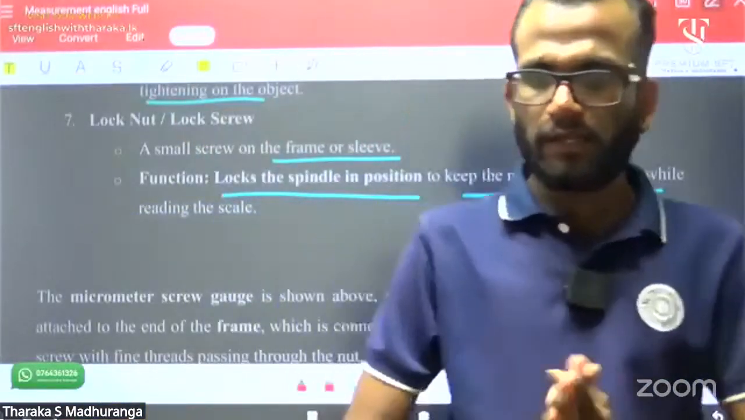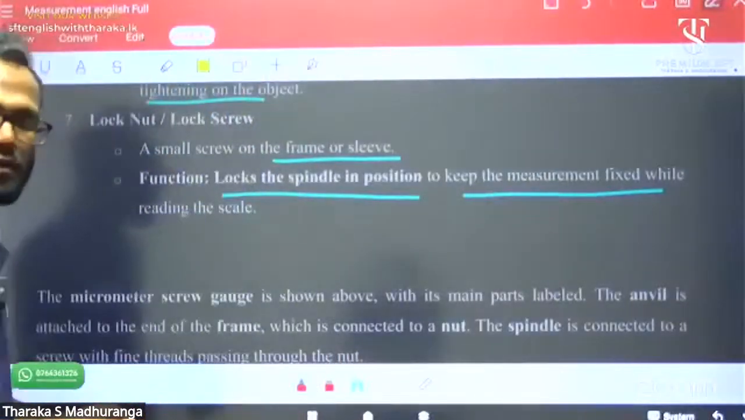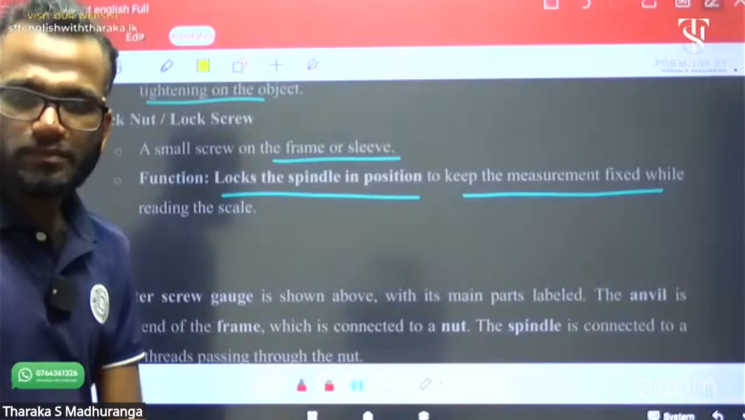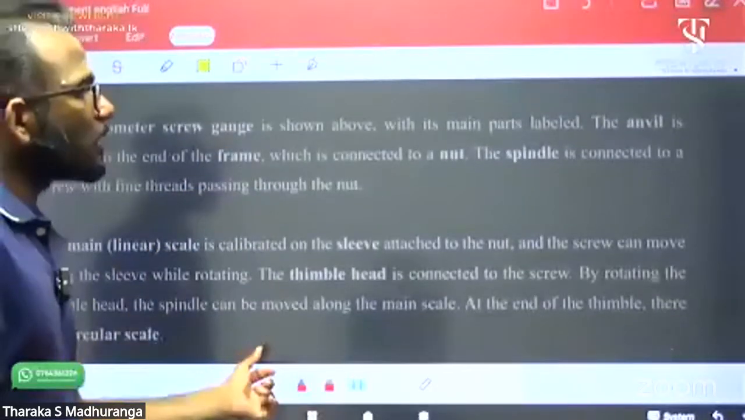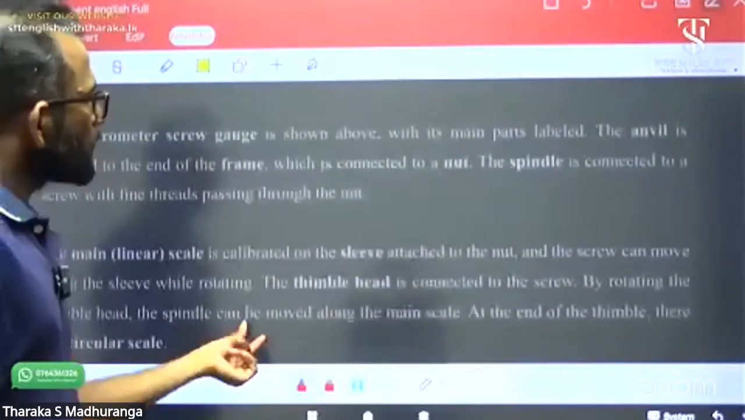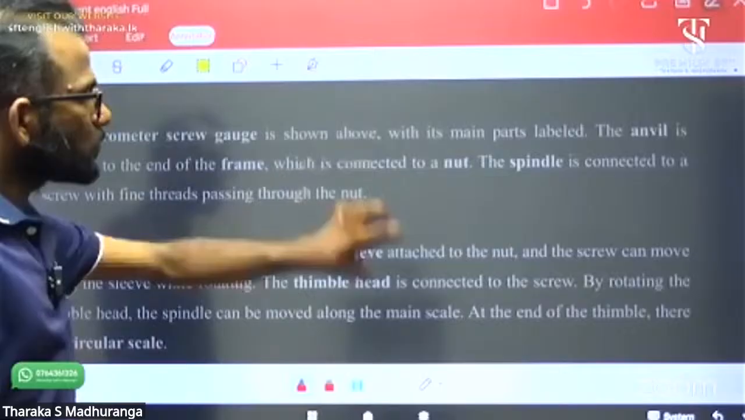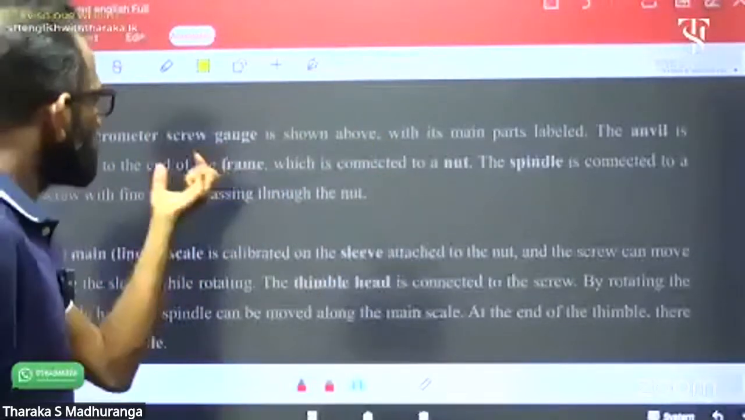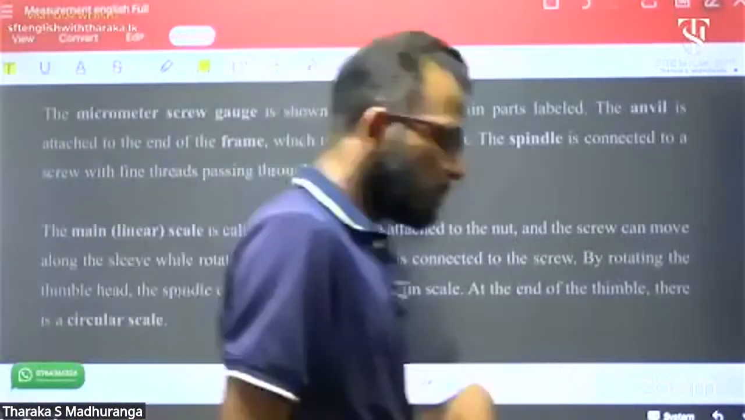Clear, right? Okay, now we are going to the most important part of the lesson. Before that, please note down, please read these two sentences. The same things we explained are given here. The purpose of the thimble head. Have a look.